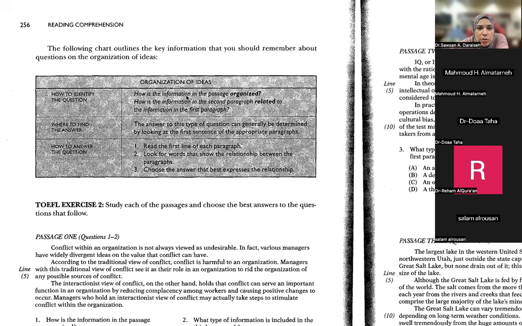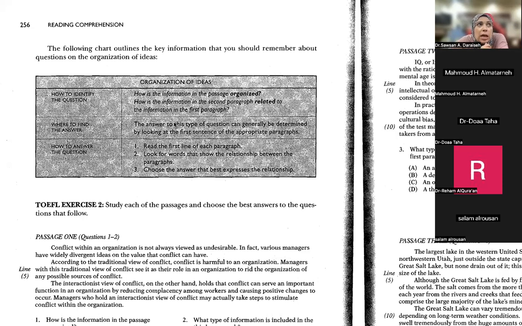How is the information in the passage organized? They might ask you, how is it organized? That means that one paragraph confirms something, another paragraph opposes it, something of that kind. How is the information in the second paragraph related to the information in the first? Who can answer this question? They refute each other, guys. They refute each other.